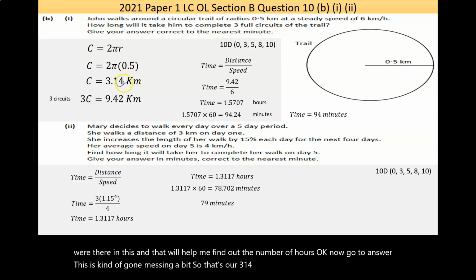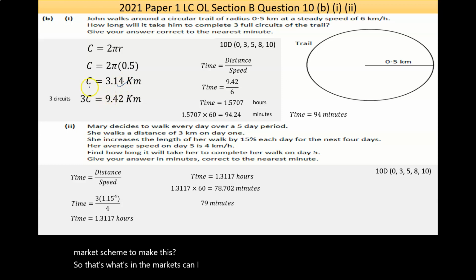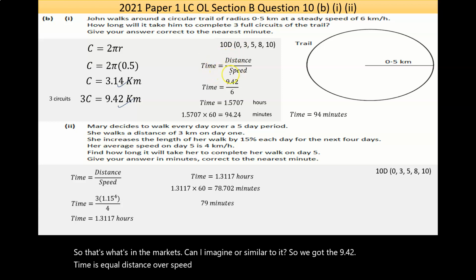Now I've rounded it here. I hope that's okay in the sense that that could achieve a penalty, although I used the marking scheme to make this. So that's what's in the marking scheme, I imagine, or similar to it anyway. So we got the 9.42. Now, time is equal to distance over speed. We can use that formula.